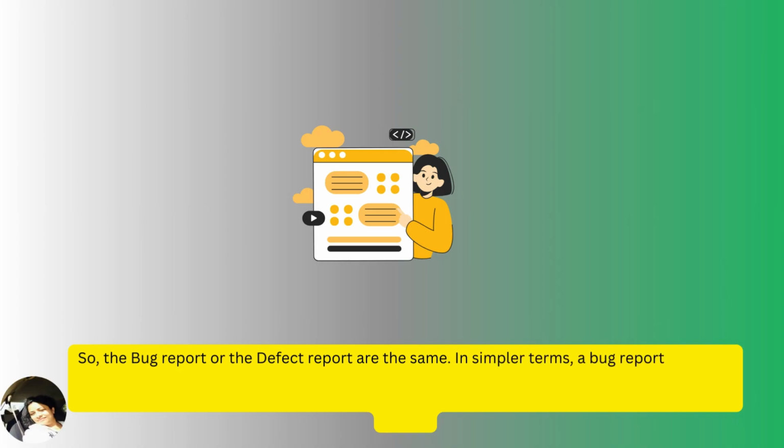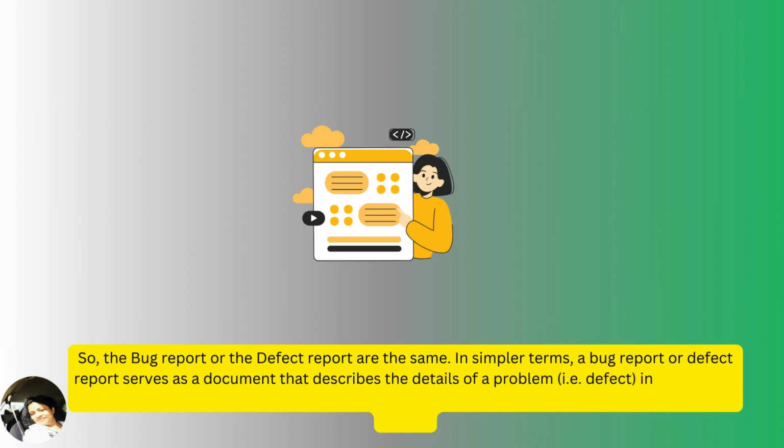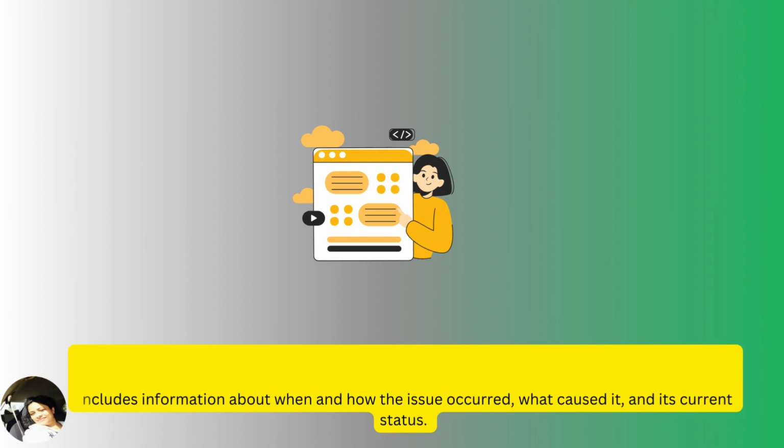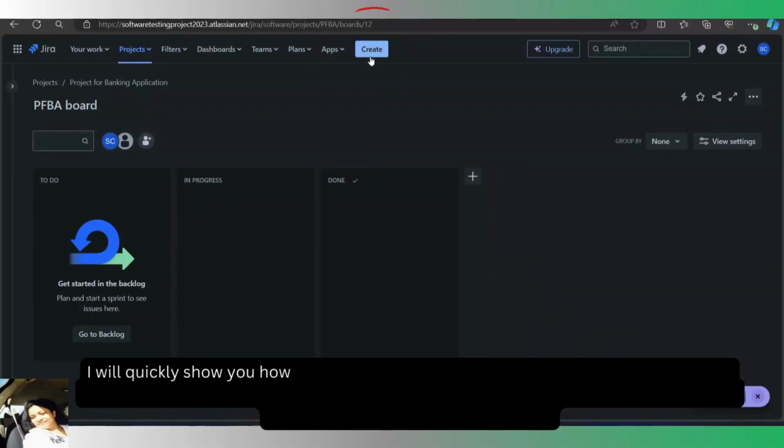In simpler terms, a bug report or defect report serves as a document that describes the details of a problem, that is, a defect in software. It includes information about when and how the issue occurred, what caused it, and its current status. I will quickly show you how to document a defect or a bug in Jira.